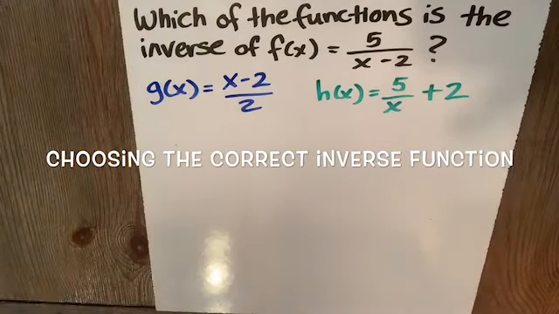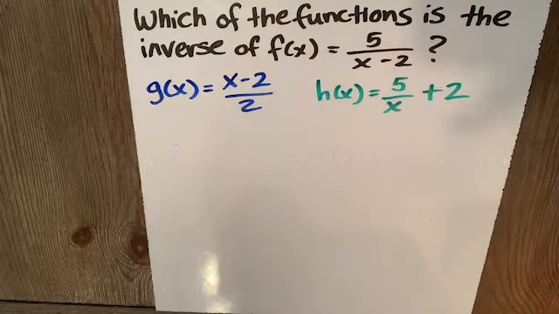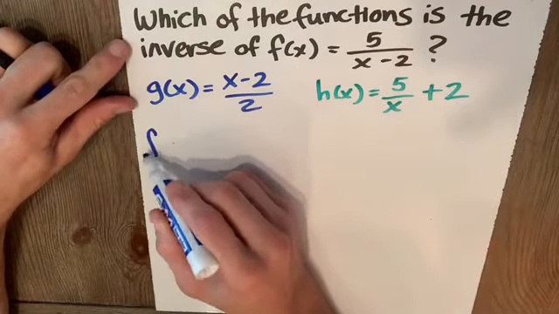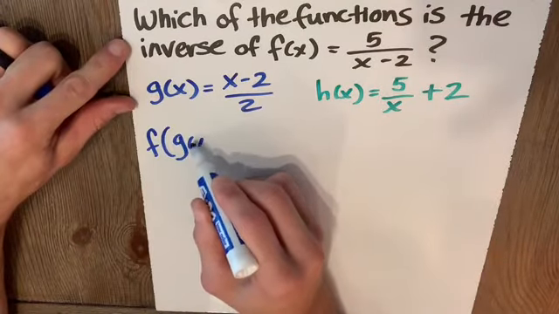In this problem, we're asked, which of the following functions, g of x or h of x, is the inverse of f of x given as 5 over x minus 2? So one way to approach this is to test f of g of x.